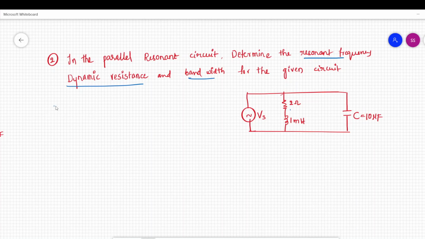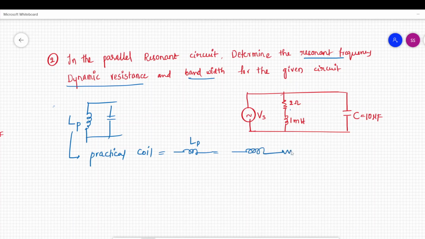This is actually a practical coil in parallel with a capacitor. So this is a practical inductor. Coil is nothing but an inductor, right? LP is a practical coil. A practical coil can be replaced with a pure inductor in series with a resistor. This is L and RL. This practical inductor will have its own internal resistance because it is made of a conductor. The conductor will also have a small resistance. That resistance is called internal resistance. This RL is called the internal resistance.